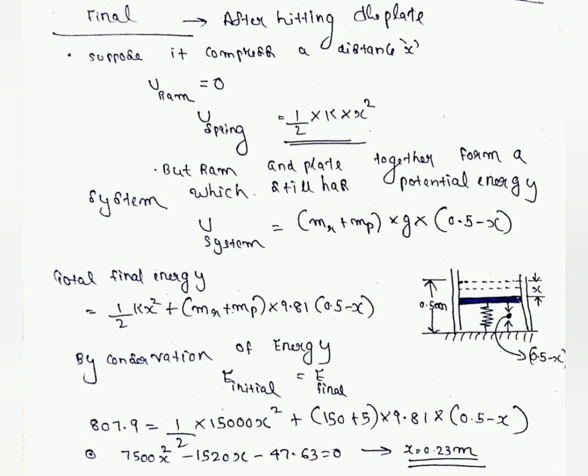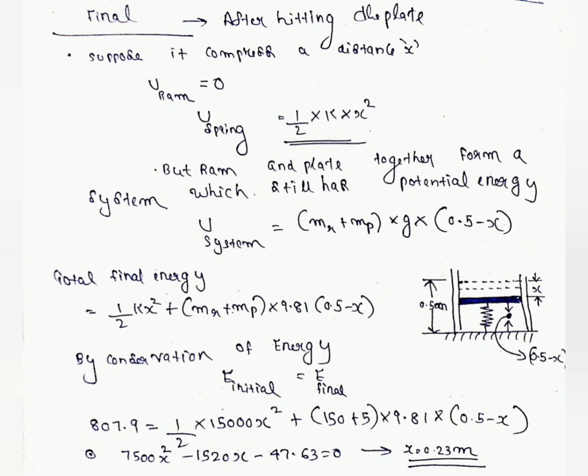So how do you define h? As you can see, the plate was initially at 0.5 meter from the surface, but after collision, we already assumed it has moved through a distance x, right? So initially it was 0.5, and it moved through a distance x after collision. So the final distance from the ground will be what? 0.5 minus x, right? That will be the remaining distance to the surface level of that system. So that h would be 0.5 minus x, because this is the potential energy of the system after collision.